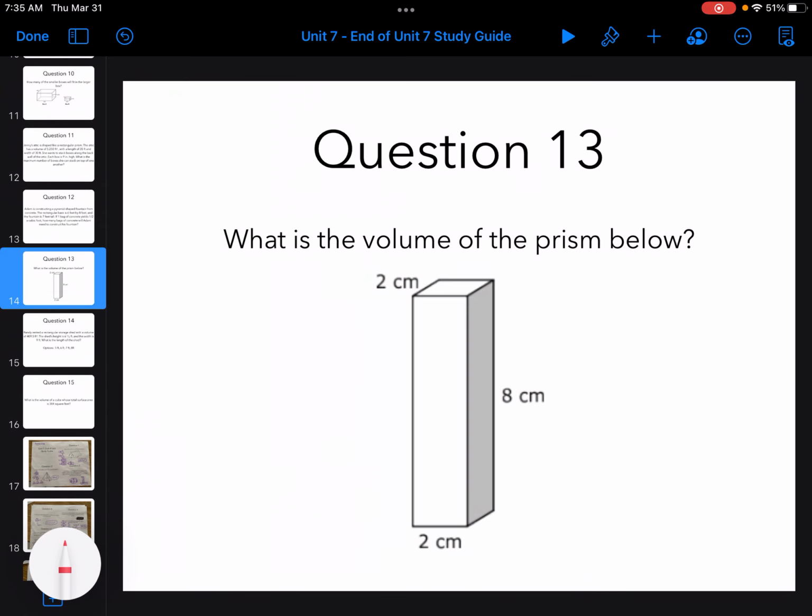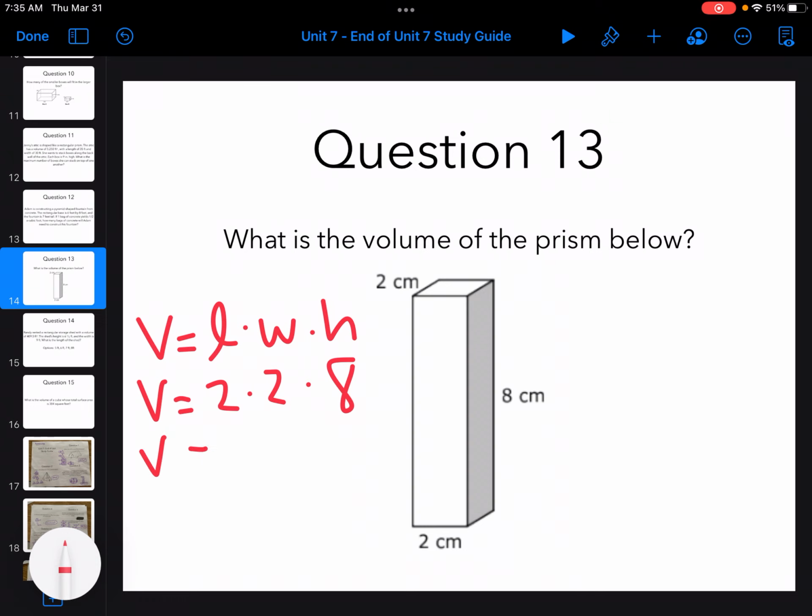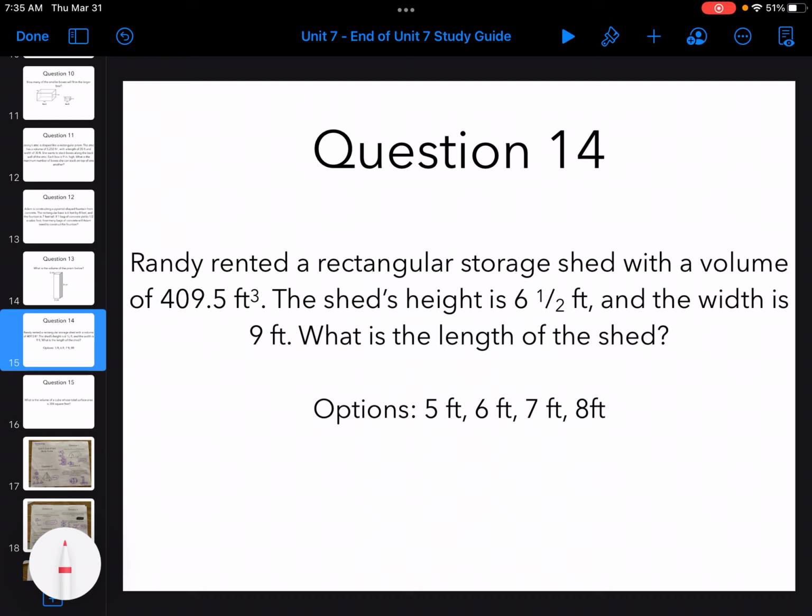Okay, question number 13. What's the volume of the prism below? So I know it's a rectangular prism, so I'm doing volume equals length times width times height. So that would be 2 times 2 times 8, which would be 32 centimeters cubed.